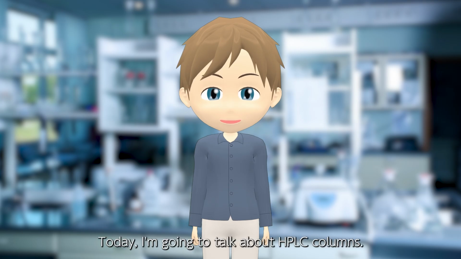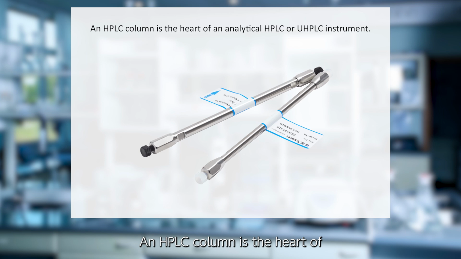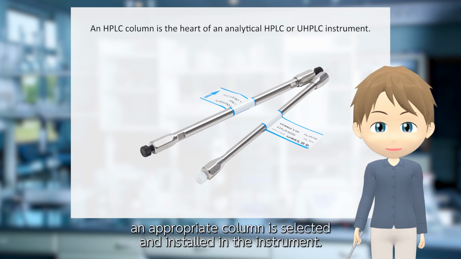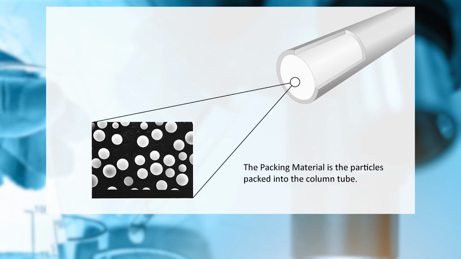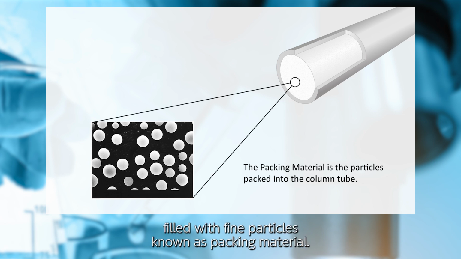Today, I'm going to talk about HPLC columns. Are you familiar with the contents of an HPLC column? An HPLC column is the heart of an HPLC or UHPLC instrument. Depending on the purpose of the analysis, an appropriate column is selected and installed in the instrument. An HPLC column consists of a cylindrical pipe filled with fine particles known as packing material.